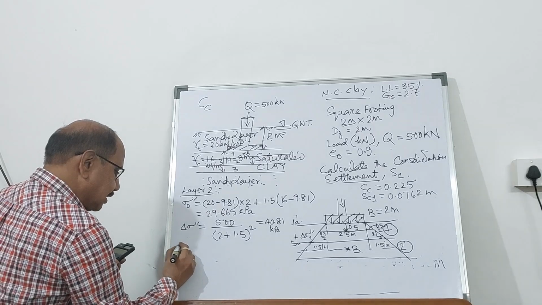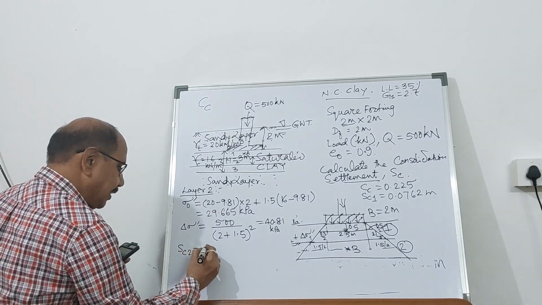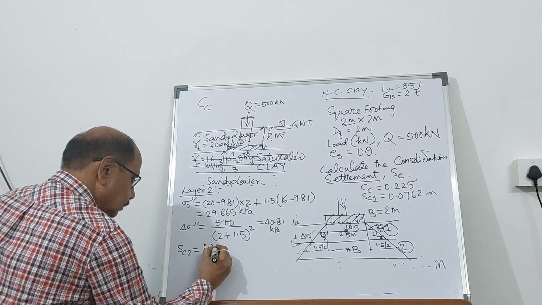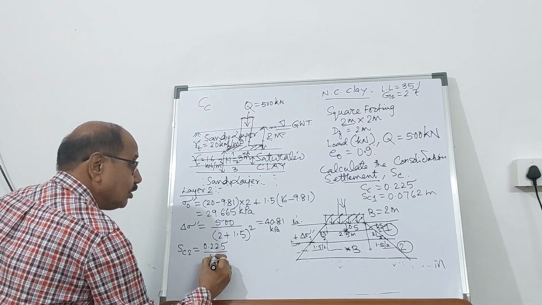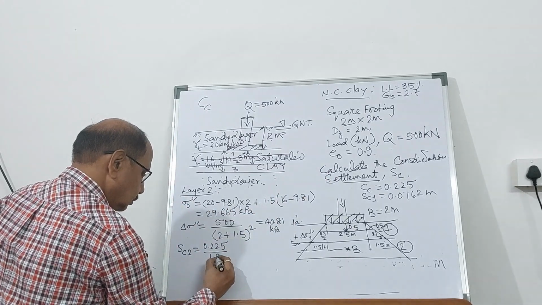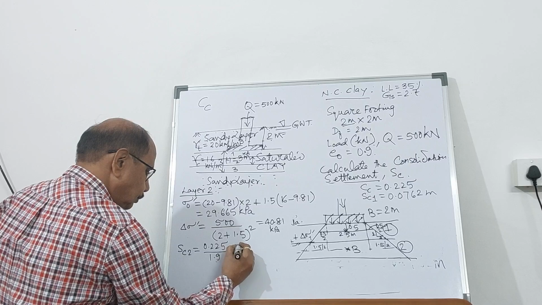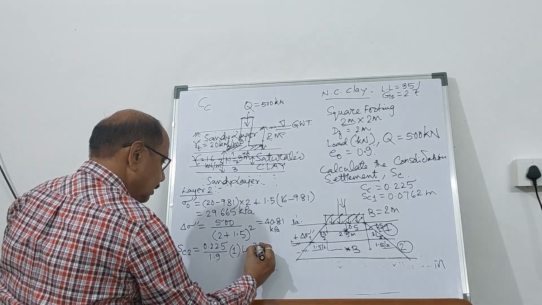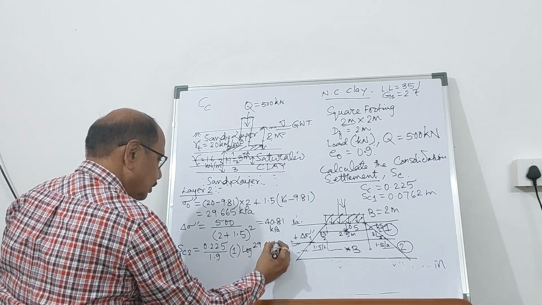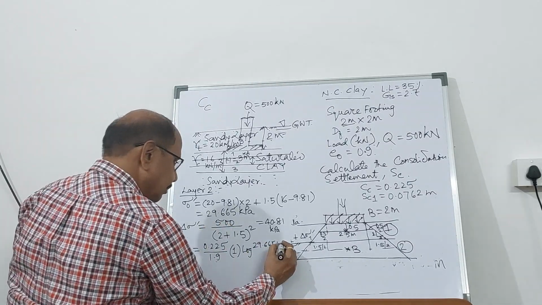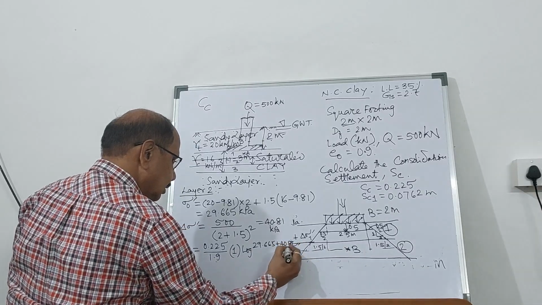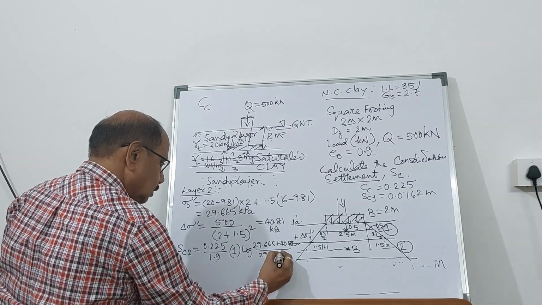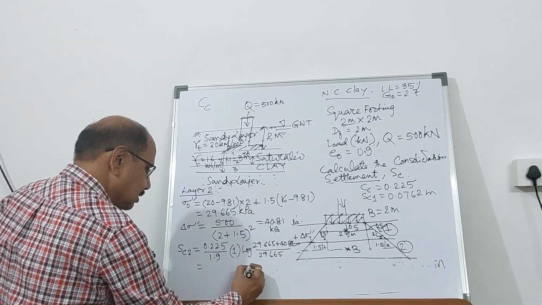Therefore, for layer 2, SC2 will be Cc, which is already calculated as 0.225, divided by 1 plus e naught, into H2, into log of sigma naught prime, which is 29.665 plus delta sigma prime, that is 40.81, divided by sigma naught prime. So if you calculate it, you will be getting the answer in meter.